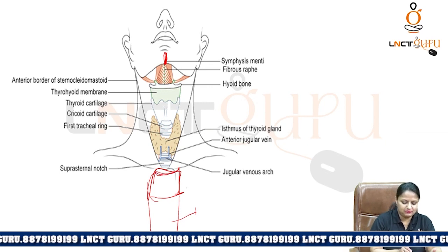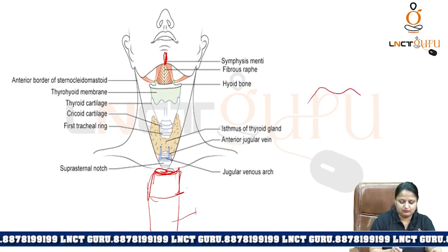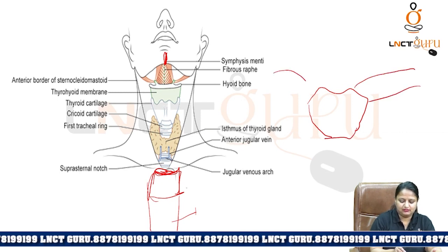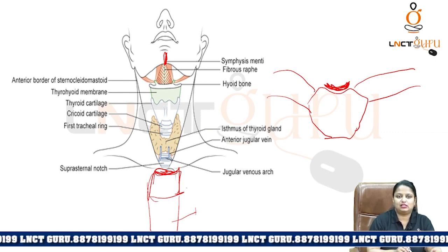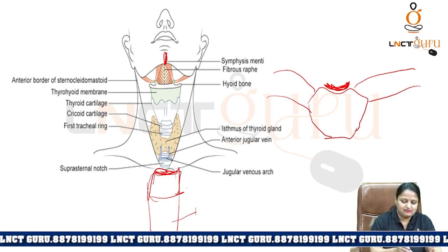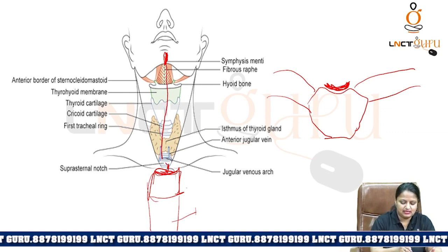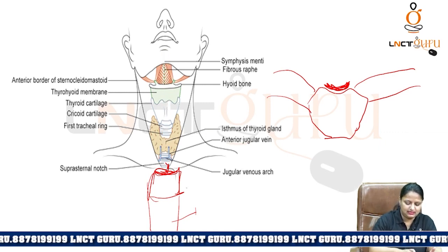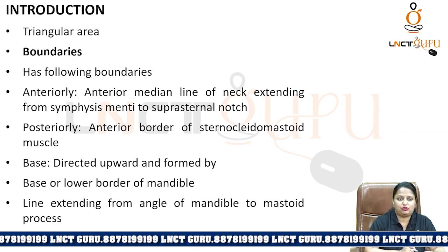Above this sternum there is the suprasternal notch. What is present here? The suprasternal notch. This is the manubrium, and here we have the clavicle. Above this, the space is called the suprasternal notch. So in the midline anteriorly, it is the symphysis menti, and here we have the suprasternal notch. So this line is the anterior border. This was about the anterior border.